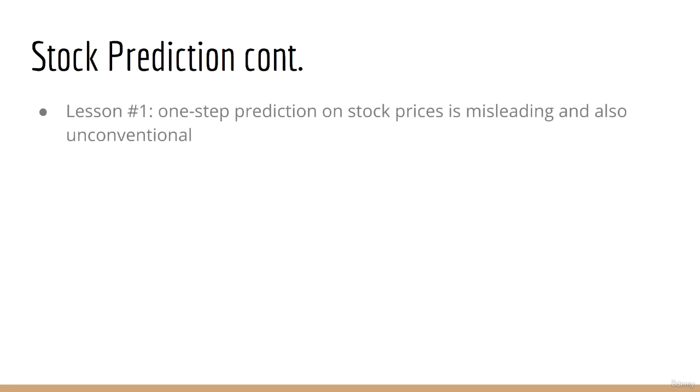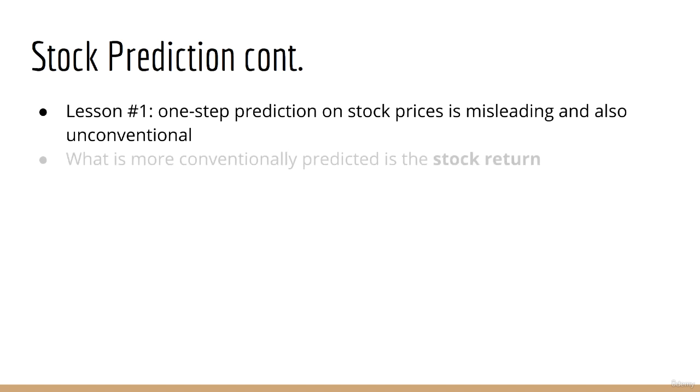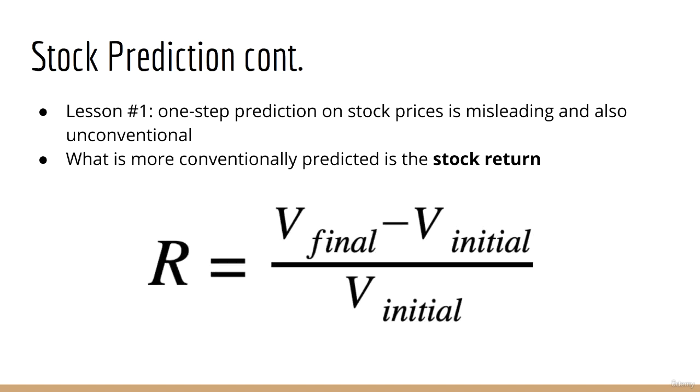Okay, so that's lesson number 1. The lesson is that it's actually very unconventional to try and predict the stock price in the first place. Instead, what we really want to try and predict is the stock return. The return is defined as follows. For a given period of time, the return is the final price minus the initial price divided by the initial price.